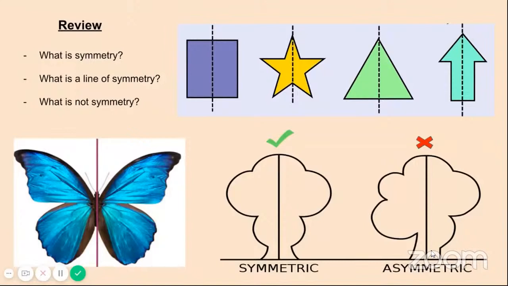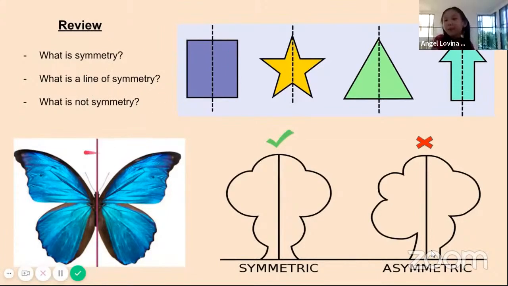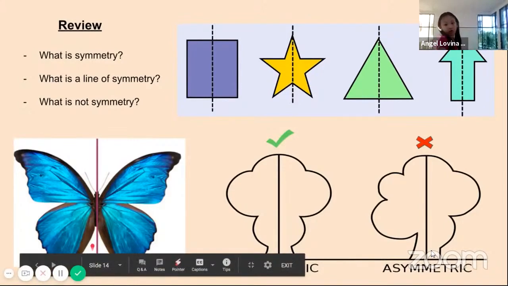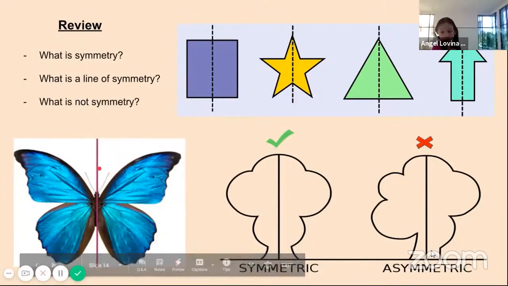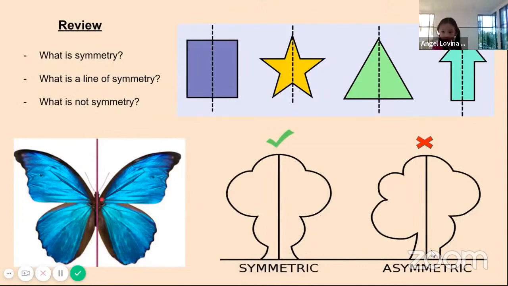So, what is symmetry? Symmetry, to keep it simple, is when something is the same on both sides. It equally matches up. Now, what is a line of symmetry? A line of symmetry is an imaginary line that we draw right in the middle of an object or an image to help us determine if something is symmetrical. So if I were to fold this butterfly in half, or fold its wings in half right on the line of symmetry and they match up equally, we know that it's symmetrical.